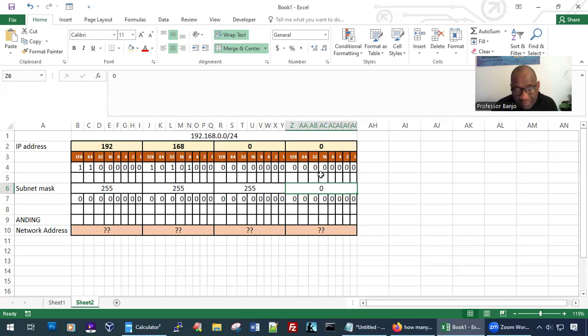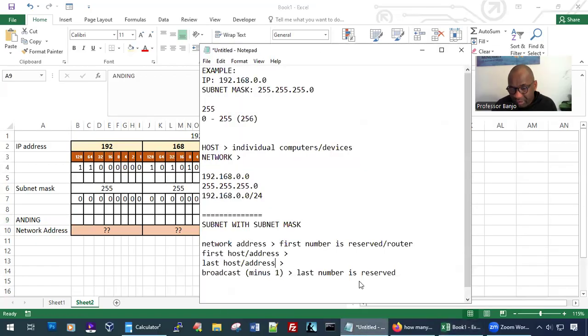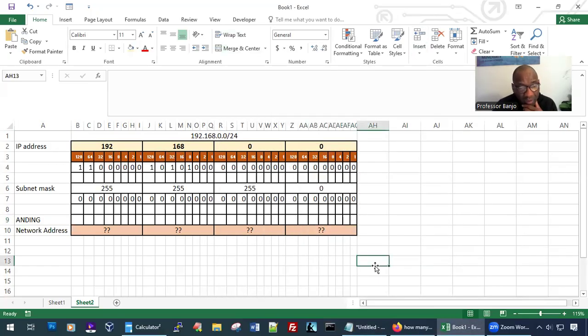So let's keep going. Now we're going to do a process called ANDing. That is how we know what the actual first number is, the network address or the address of the router. We're just going to do simple math, right? I'm going to give it a blue shade just to make a difference. So you just do the math: 1 plus 0, right there, is 0.